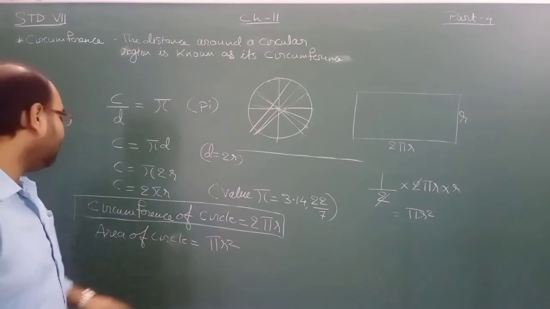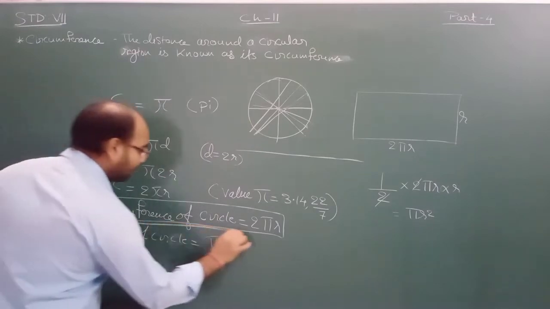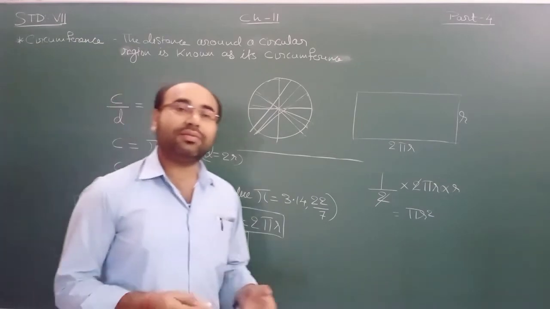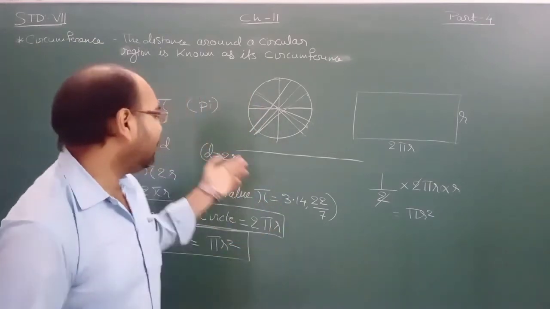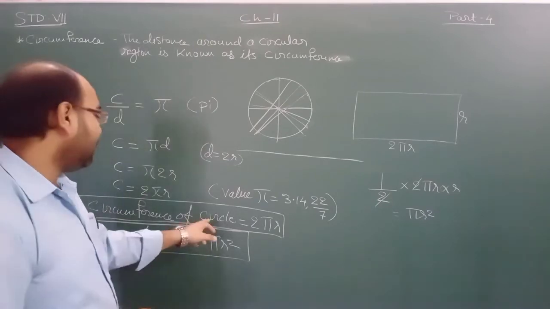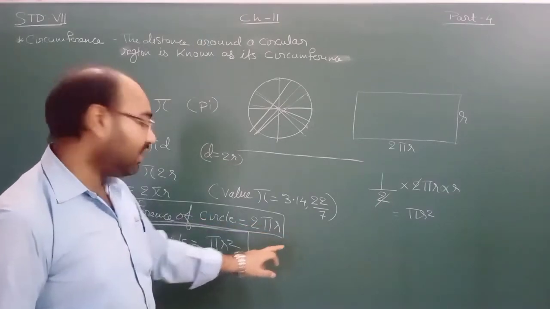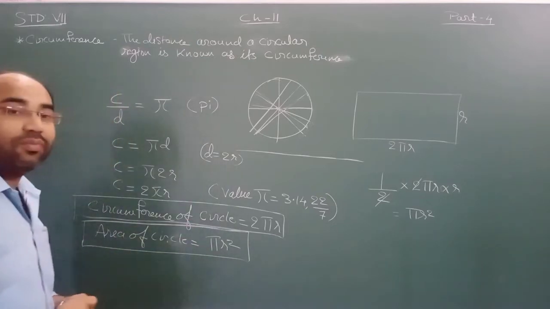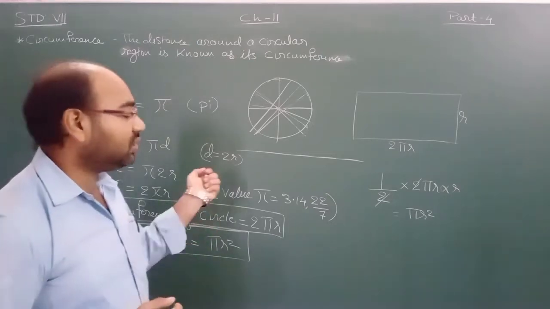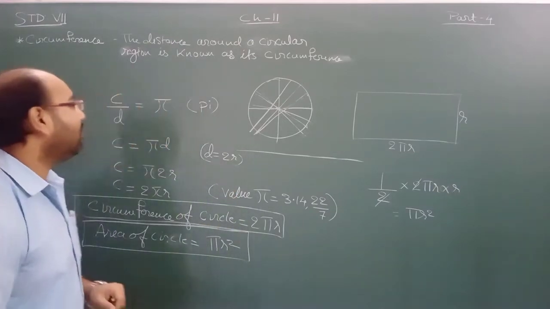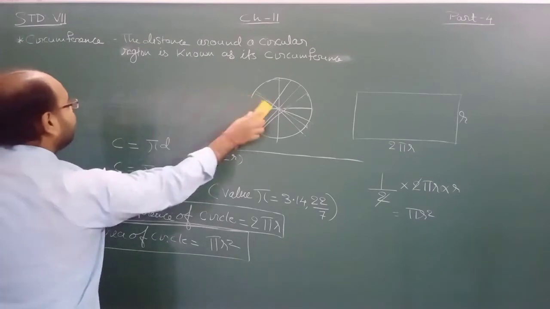So these are the two new things which are being introduced in your 7th standard. Otherwise, area and perimeter of a square you already know. The new things are the circumference of a circle and the area of a circle. Circumference of a circle means 2 pi r and area of a circle is pi r square. That is the formula which we have to use in exercise 11.3. So now let us move to the exercise.